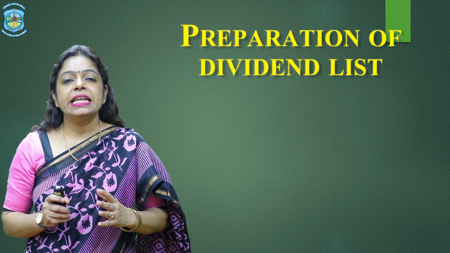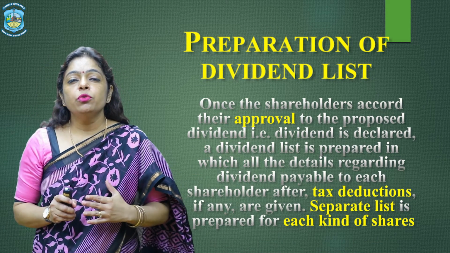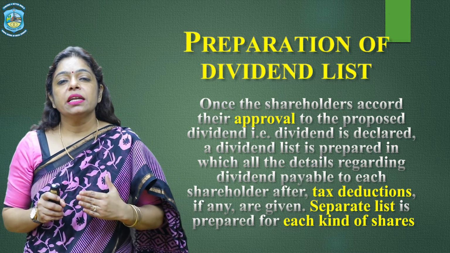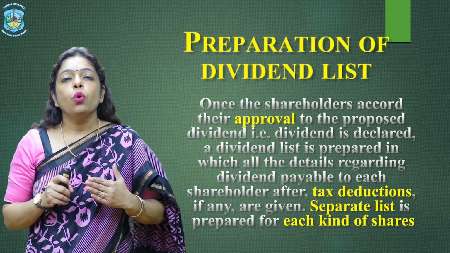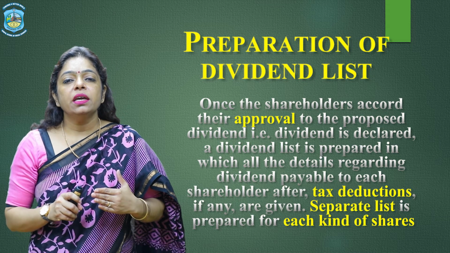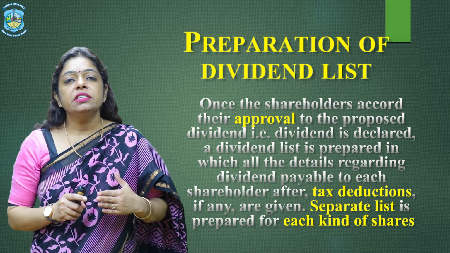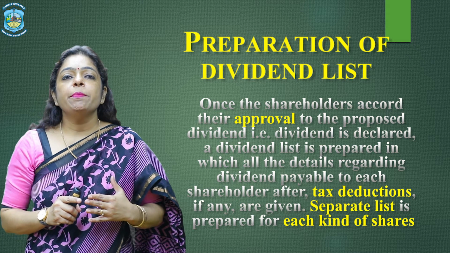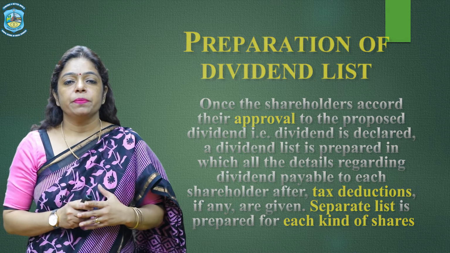Point number 3. Preparation of dividend list. Once the shareholders accord their approval to the proposed dividend, that is, dividend is declared, a dividend list is prepared in which all the details regarding dividend payable to each shareholder after tax deduction, if any, are given. Separate list is prepared for each kind of shares.